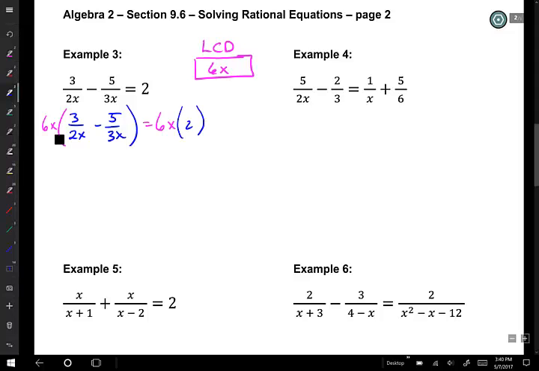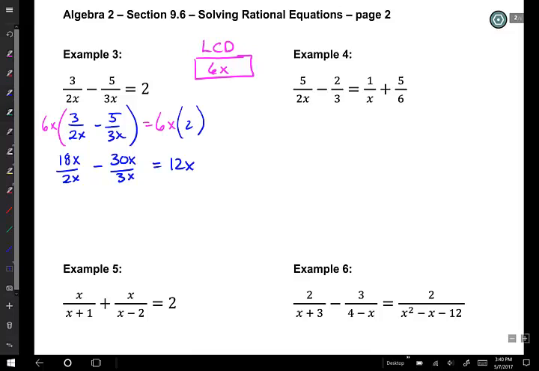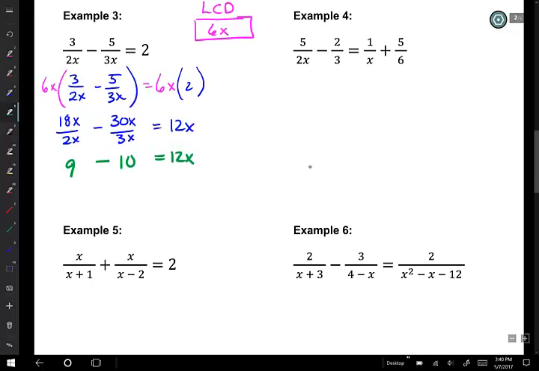Let's distribute now. 6x times 3 is 18x over 2x minus 30x over 3x equals 12x. Now the reason that we're multiplying by the LCD is to cancel our fractions. So on our next line we can see the 18 and the 2 cancel to a 9, and the x's cancel as well. Here, the 30 and the 3 cancel to a 10, and the x cancels as well. And that leaves us equal to 12x. So I have negative 1 equals 12x, and x equals negative 1/12. So there's my solution. It's not a restriction because the only restriction is that x cannot be equal to 0.